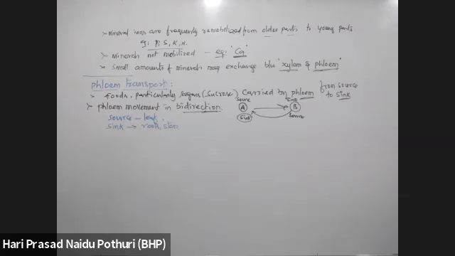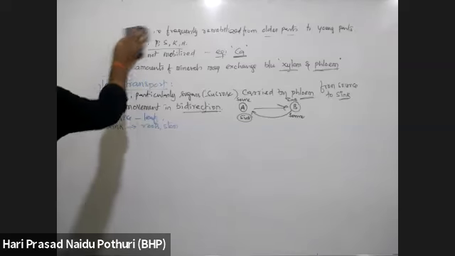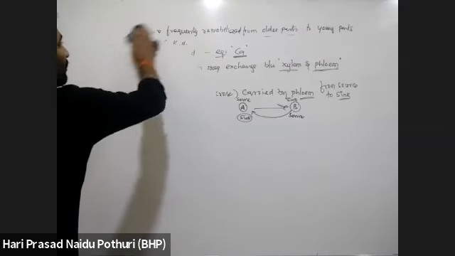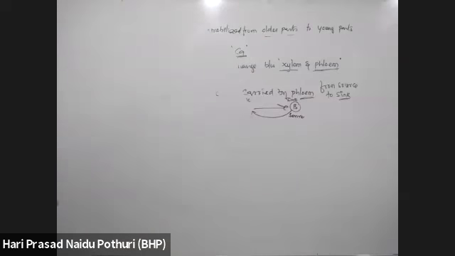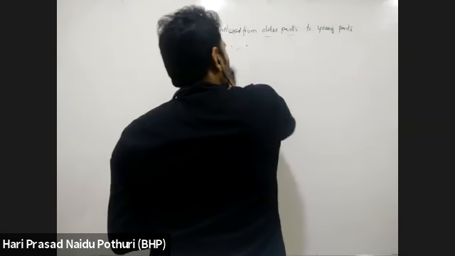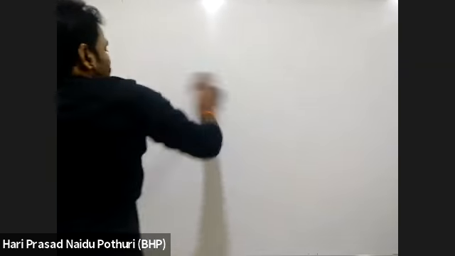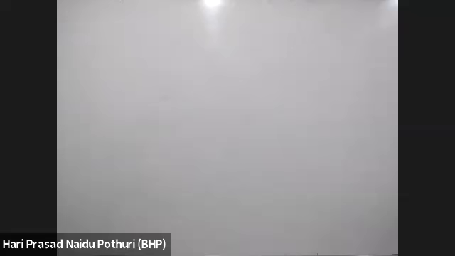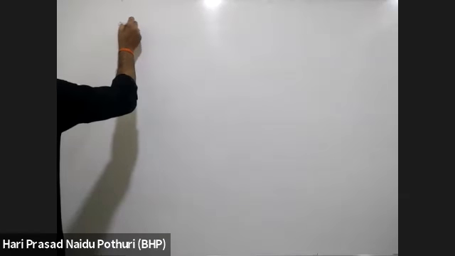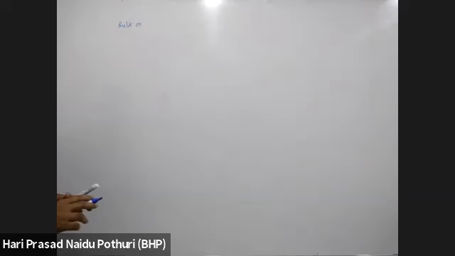Next point. Phloem sap mainly contains sucrose and water, but other sugars, hormones, or amino acids are also present in phloem sap.